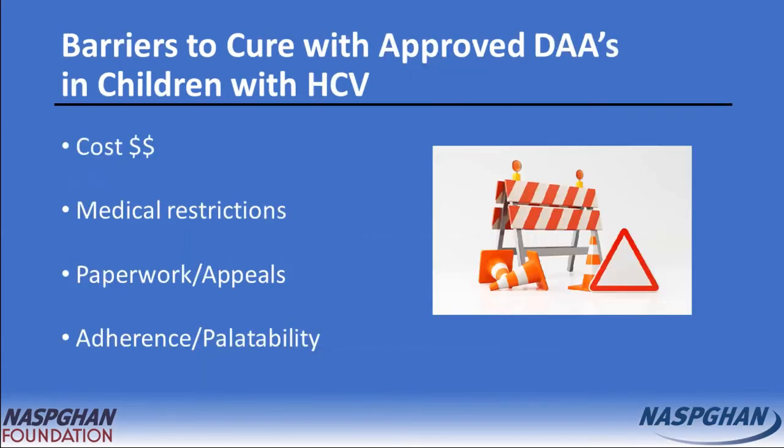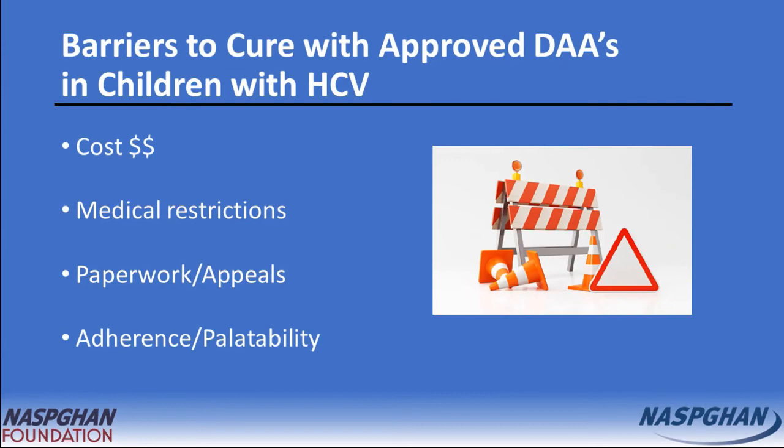But despite that, there remain barriers to cure with these approved DAAs in children. First, Vania talked about this, is identifying children who have hepatitis C. If 75% of children who are born to mothers with hepatitis C are never tested, as was shown in the Tennessee study, we're going to miss 75% of the vertically acquired hepatitis C infected children. So we have to put in screening. If we don't screen our adolescents who are engaging in high-risk activities, we're going to miss them.